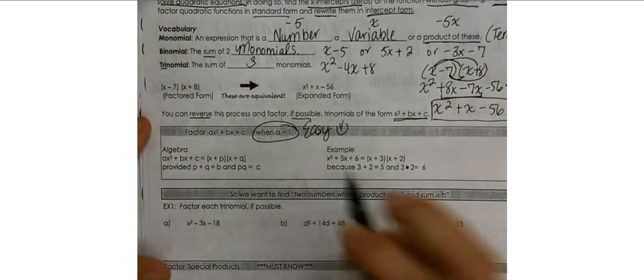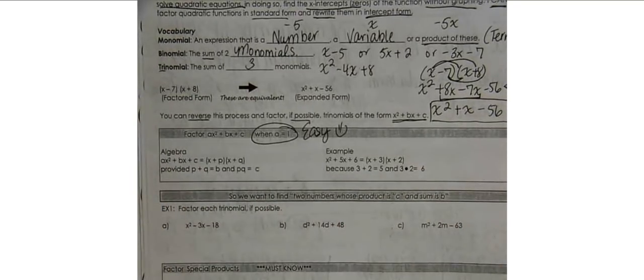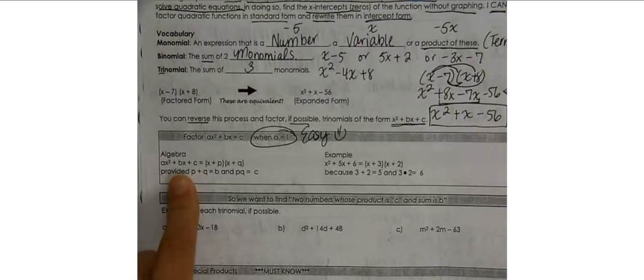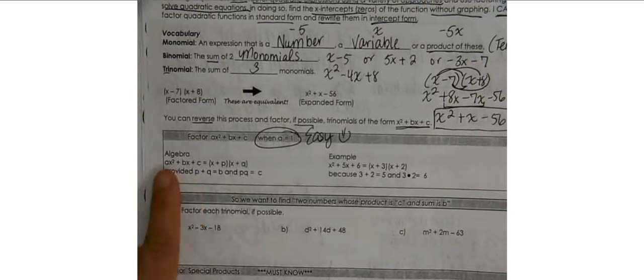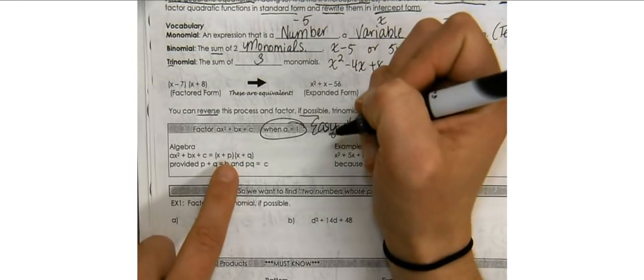So in order to factor, we want to figure out what's going to go inside of the parentheses. What two binomials multiplied together equal our trinomial? The trick is that whenever you have a equaling 1, you simply split apart the x squared into an x and an x. Then we need to figure out what our p and q values are, our x-intercepts, our zeros, because that's essentially what we're trying to find of our quadratic function.